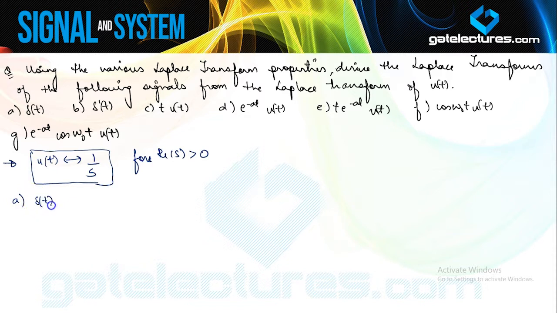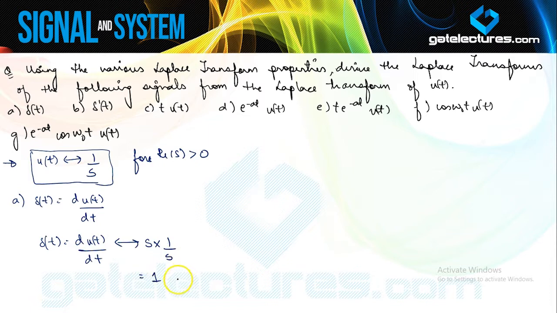We know that the impulse signal delta(t) is the differentiation of u(t). Now you know that when you differentiate in the time domain, in the s domain you have multiplication with s. So delta(t), which is the differentiation of u(t) in the time domain, is going to have multiplication with s, which is equal to 1.